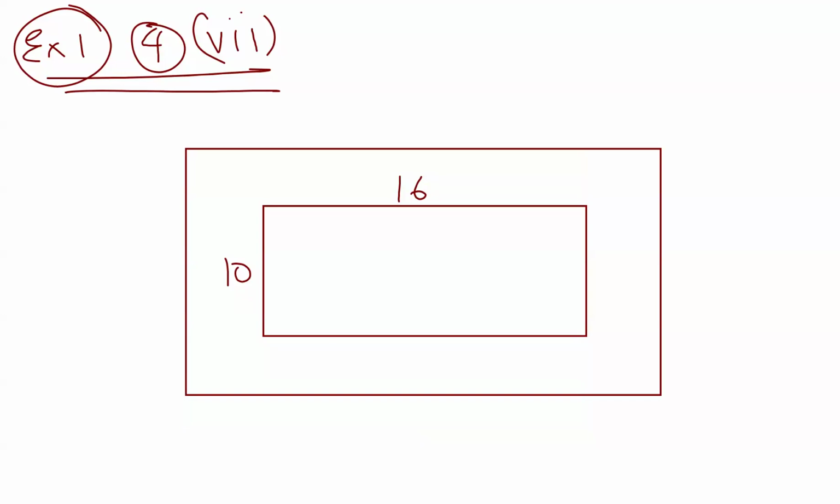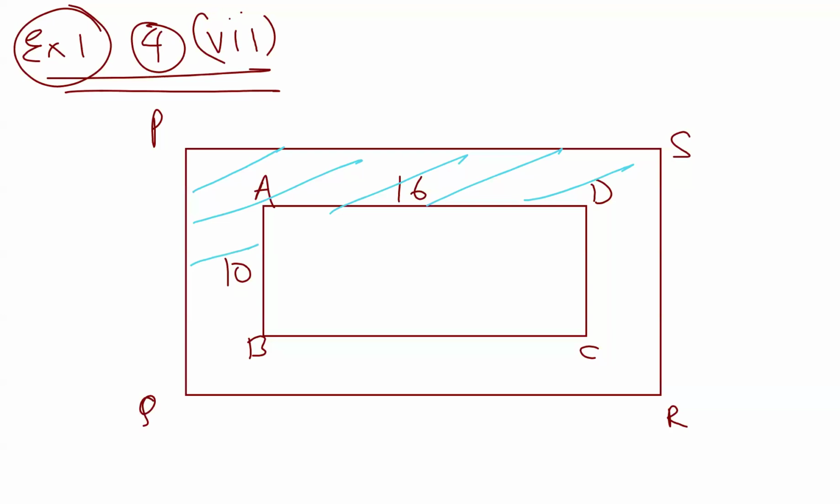The original rectangle was ABCD. I'll just write it over here: A, B, C, and D. The new rectangle is PQRS. Now I'm just marking something in blue. This is the concrete walk.